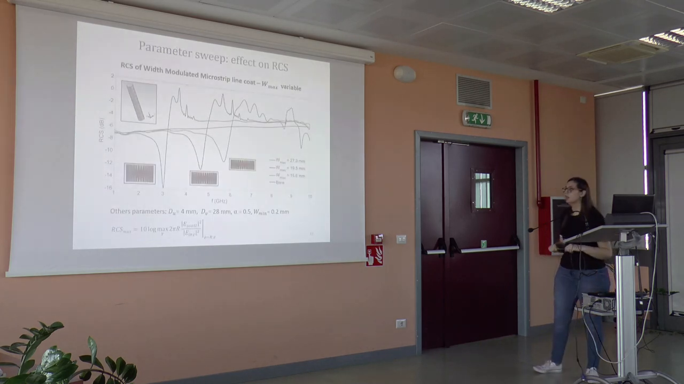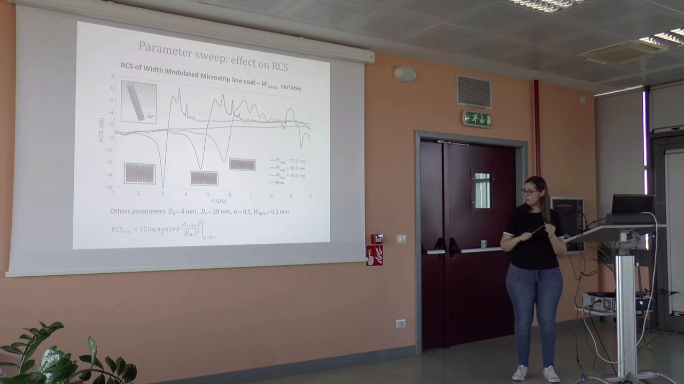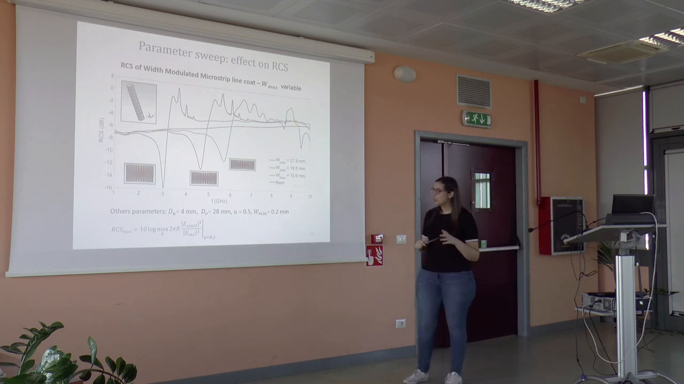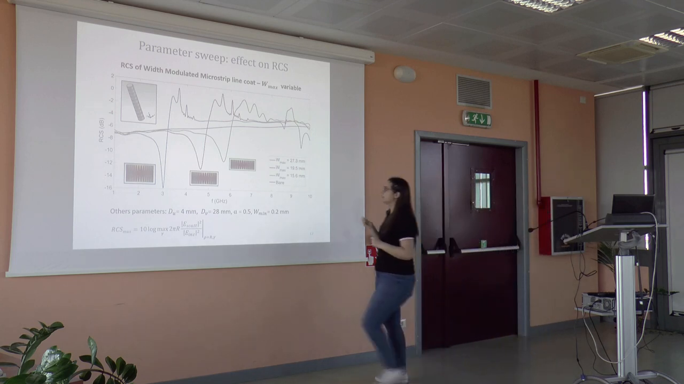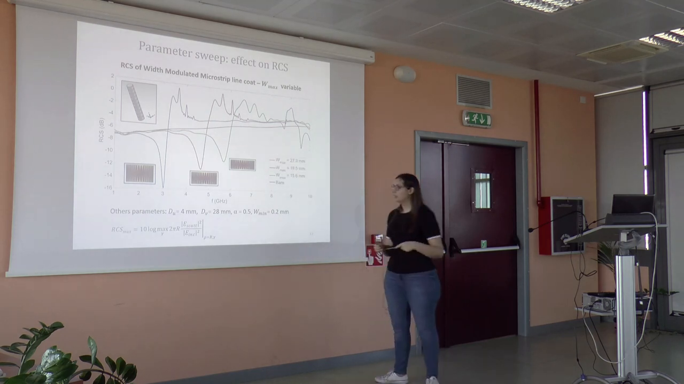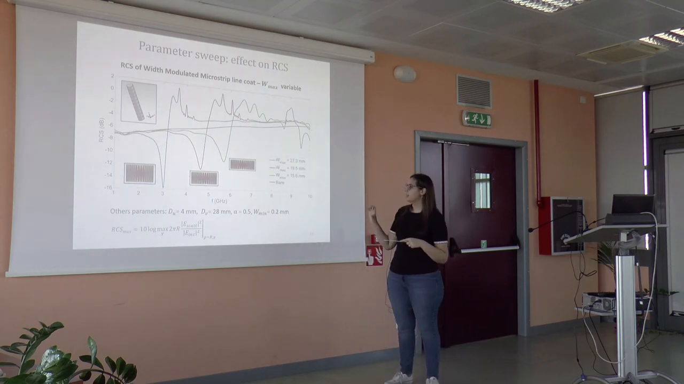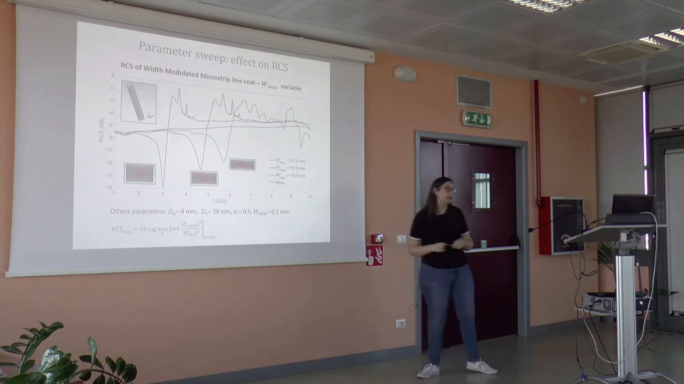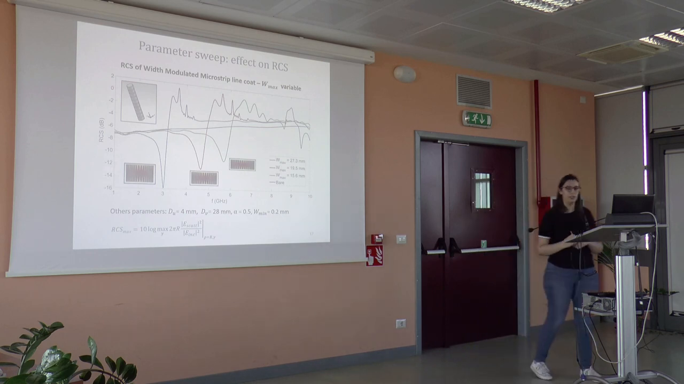So, the last result that I want to show is the possibility to tune the frequency of cloaking by changing the height of the modulated cell. So here in this graph we have the radar cross section for a bare cylinder, this black line, and for three different cloaked cylinders with three different heights of the modulated cell. And we can see that by decreasing the height of the cell, we can effectively change the frequency of operation of the device.